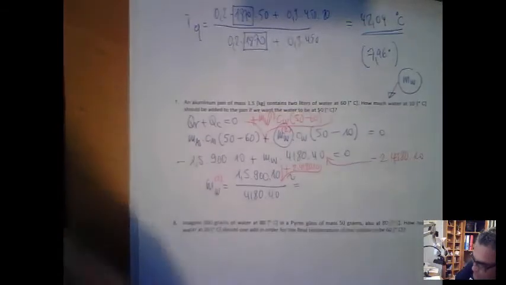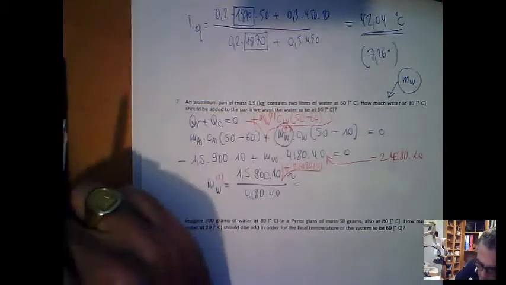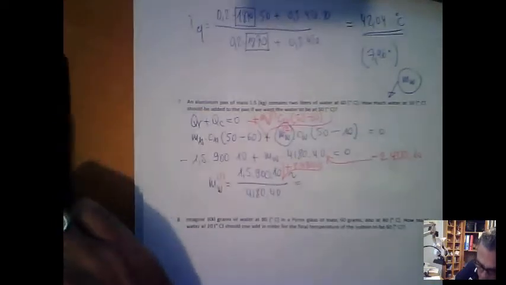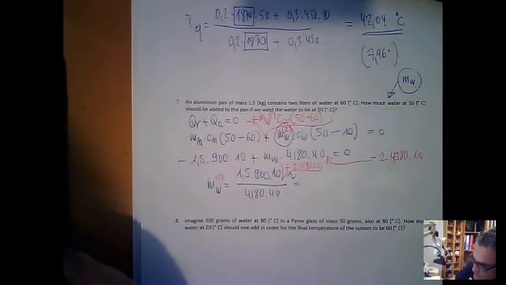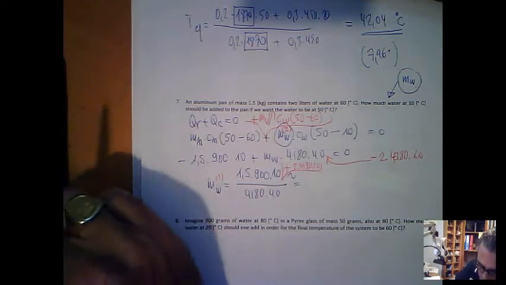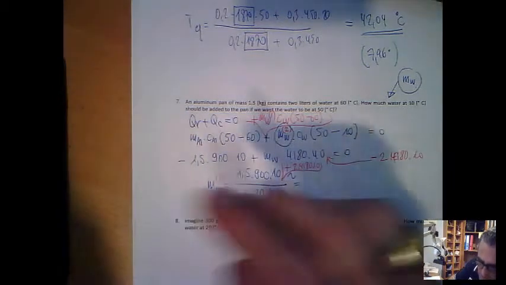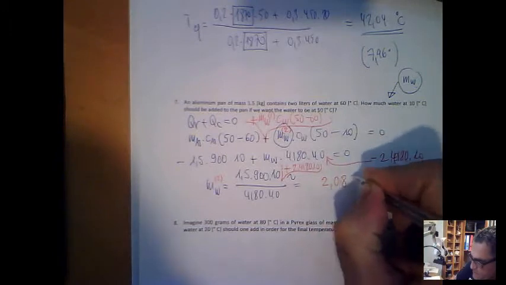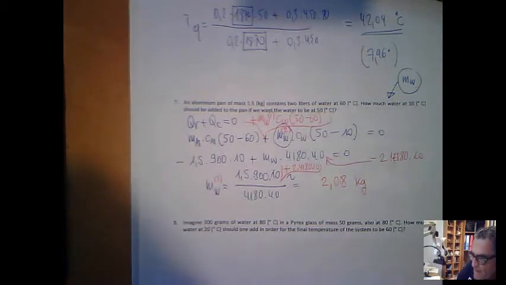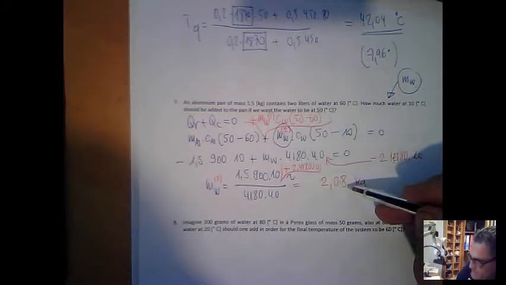Okay, so now let's redo that. It's 1.5 times 900 times 10, so times 9,000, plus, and now we have 2 times 4,180 times 40, divided by 4,180 divided by 40. This gives me now 2.08. Is this what you got? Aniela? 0.6. Why 0.6? Because this sounds much more realistic than 80 grams.